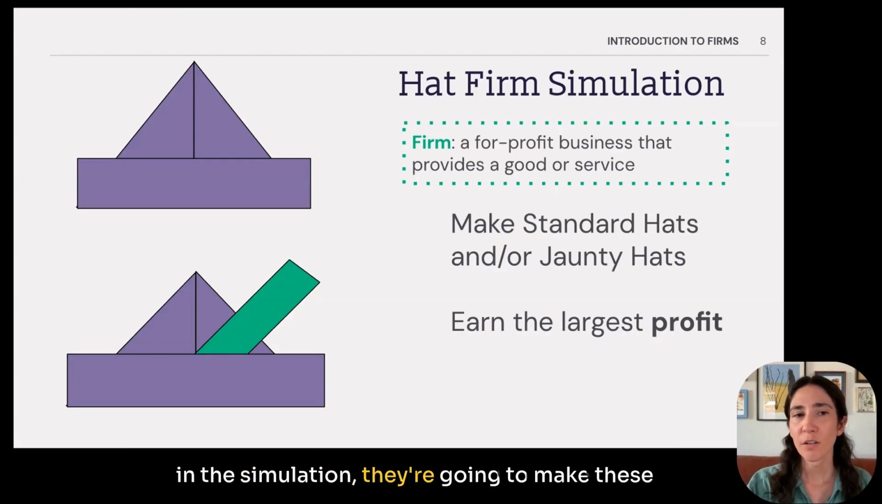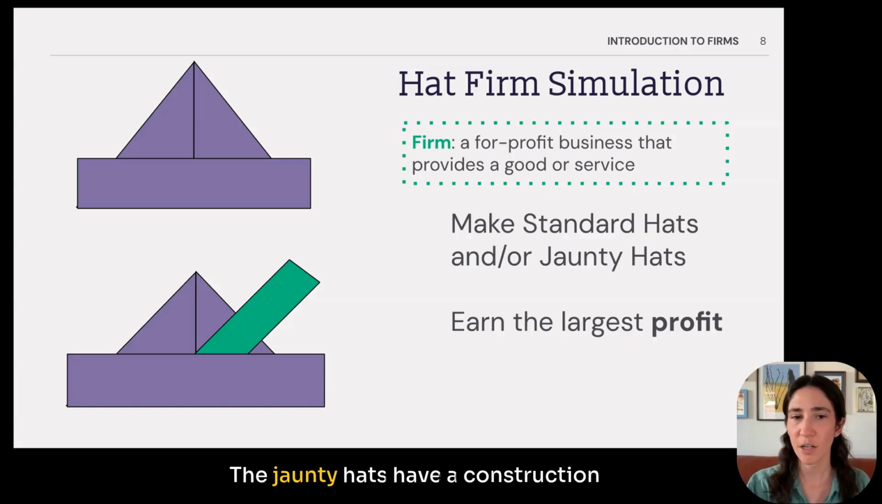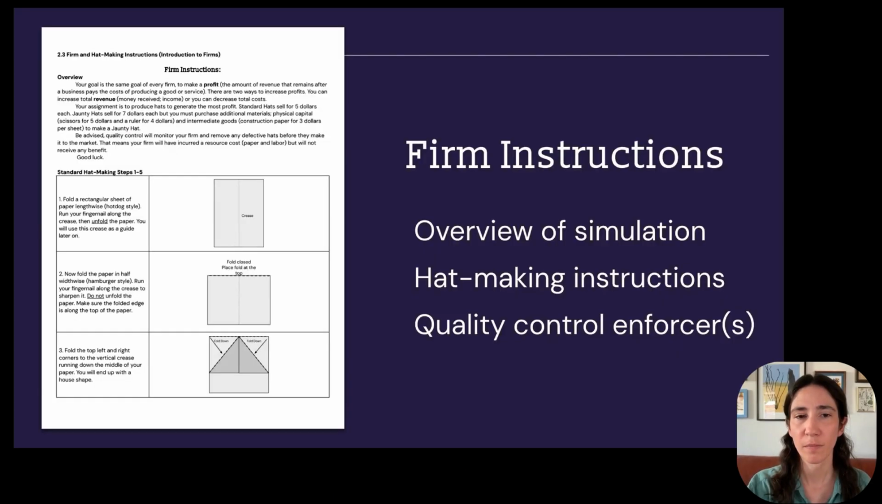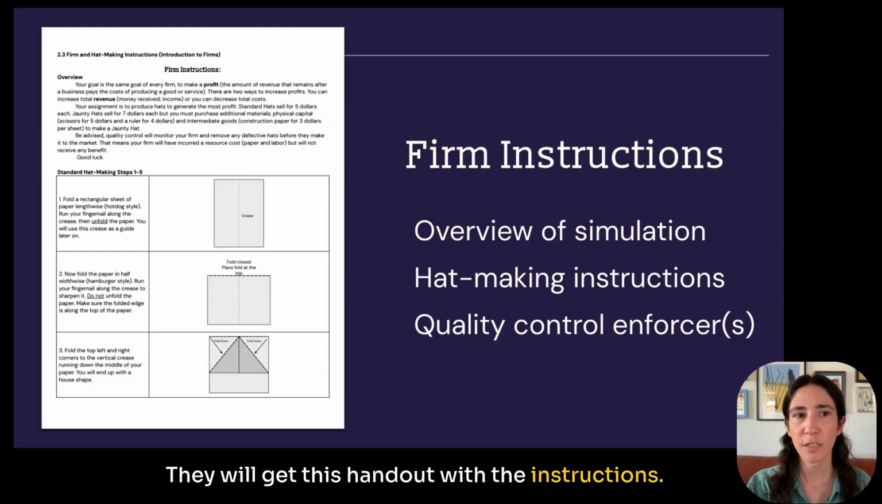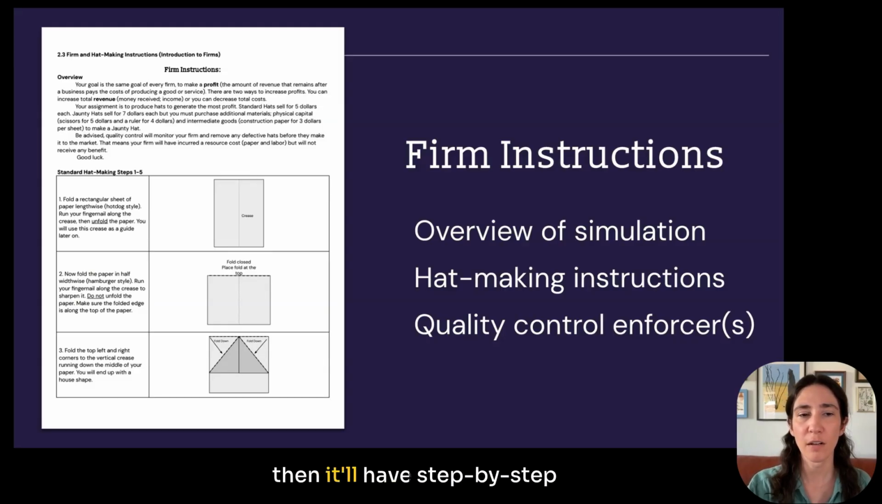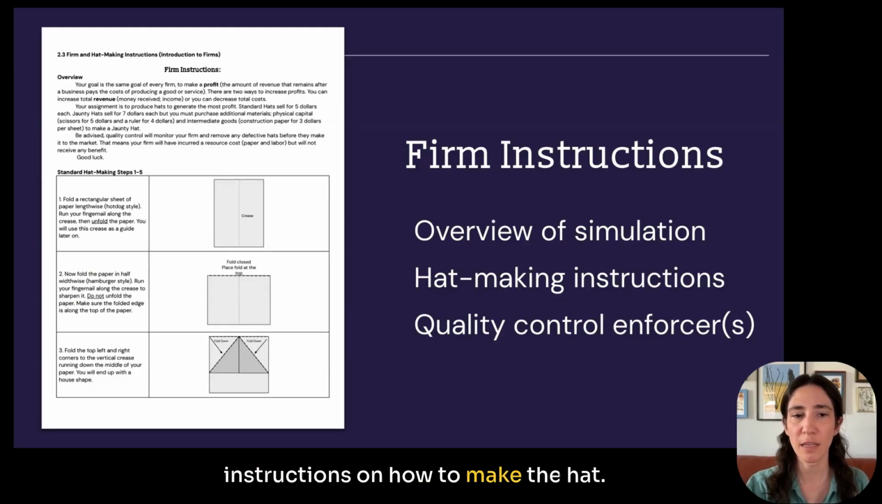In the simulation, they're going to make these paper hats, standard hats, and or jaunty hats. The jaunty hats have a construction paper feather in them, and the goal is to earn the largest profit. They'll get this handout with the instructions. It'll start with an overview, and then it'll have step-by-step instructions on how to make the hat.